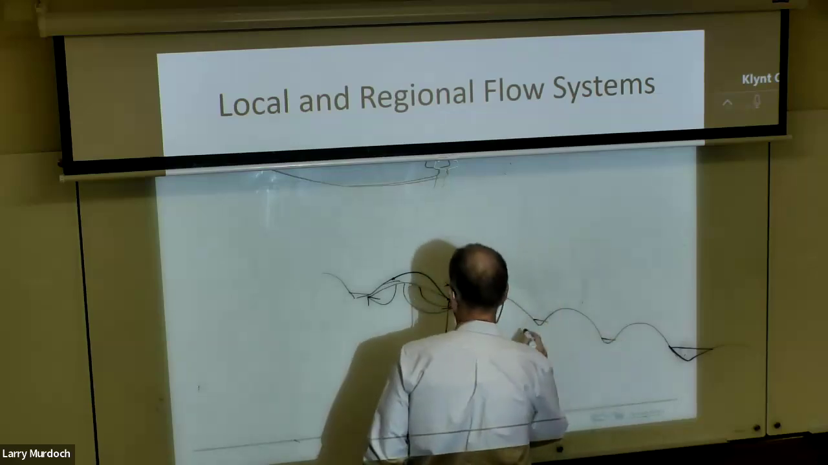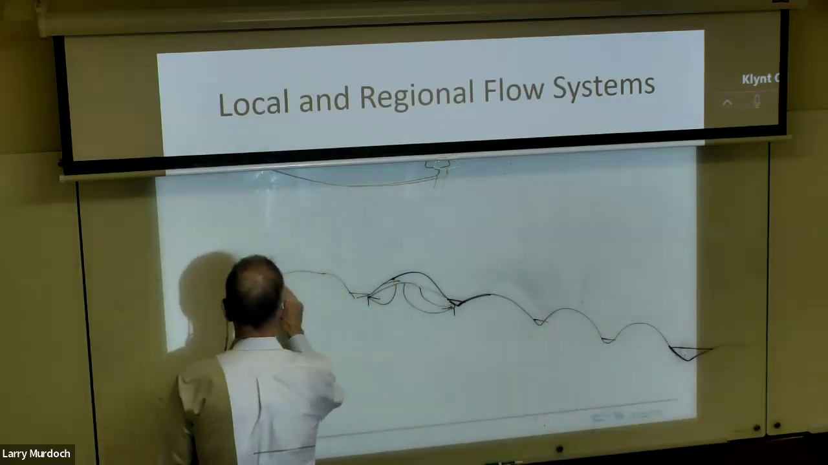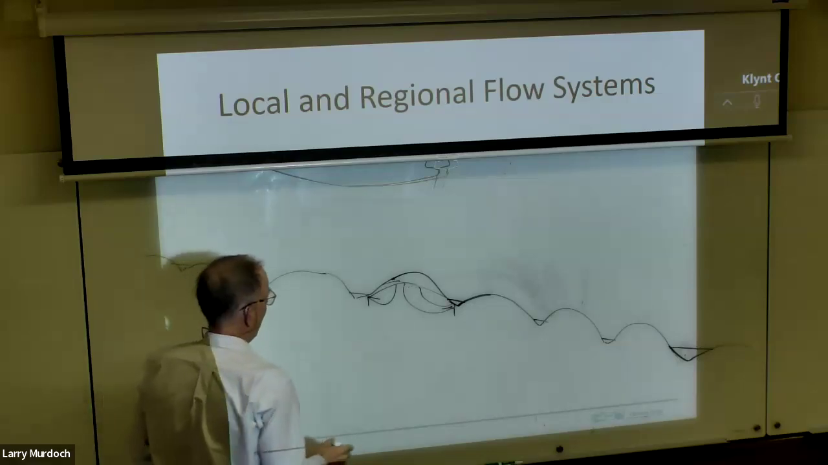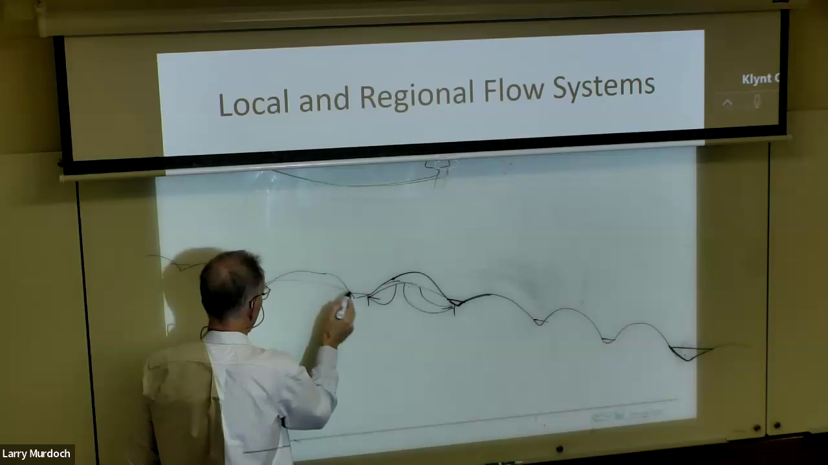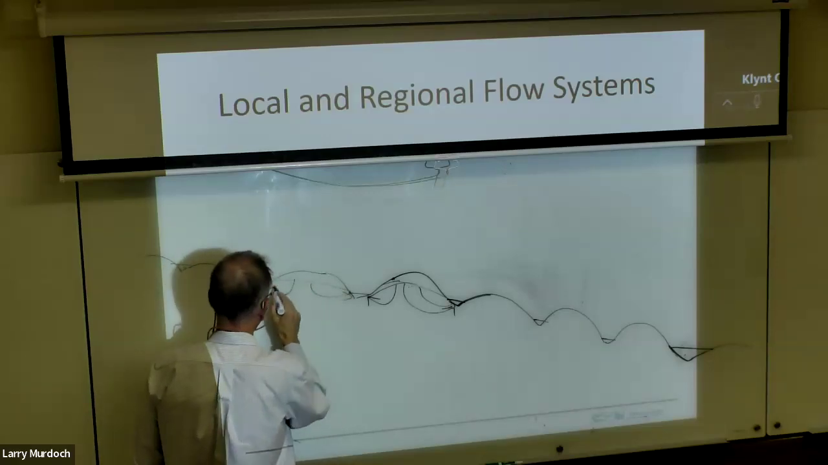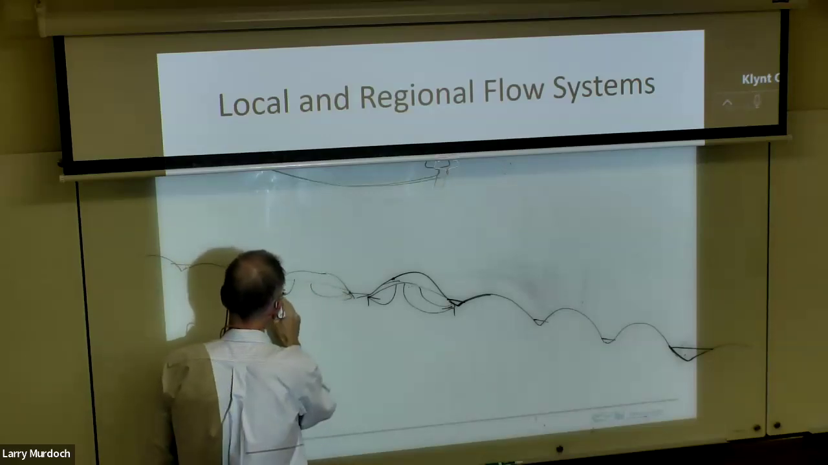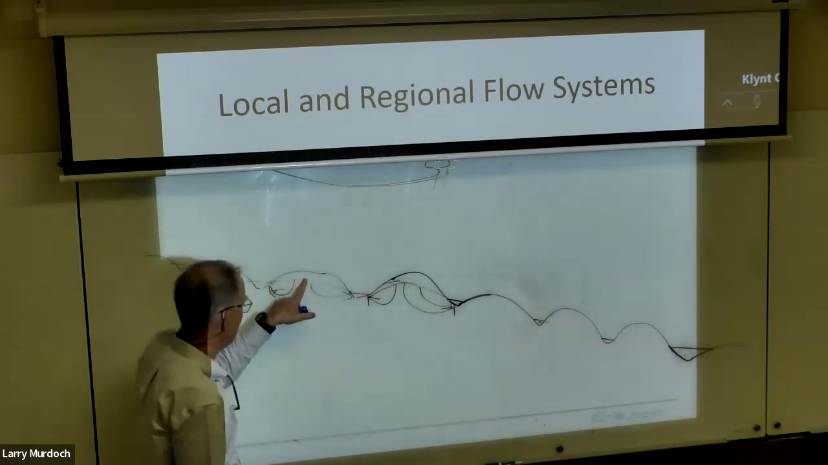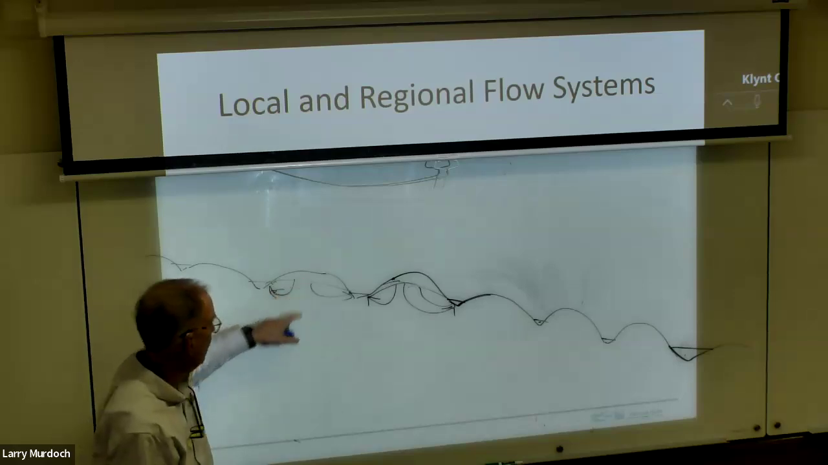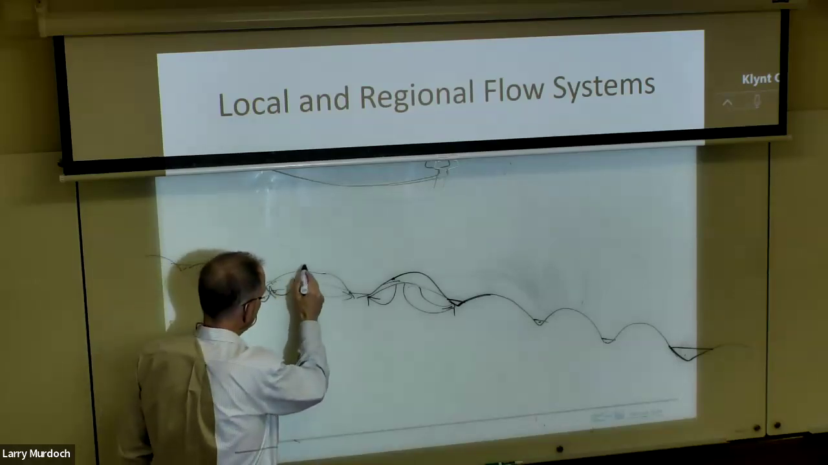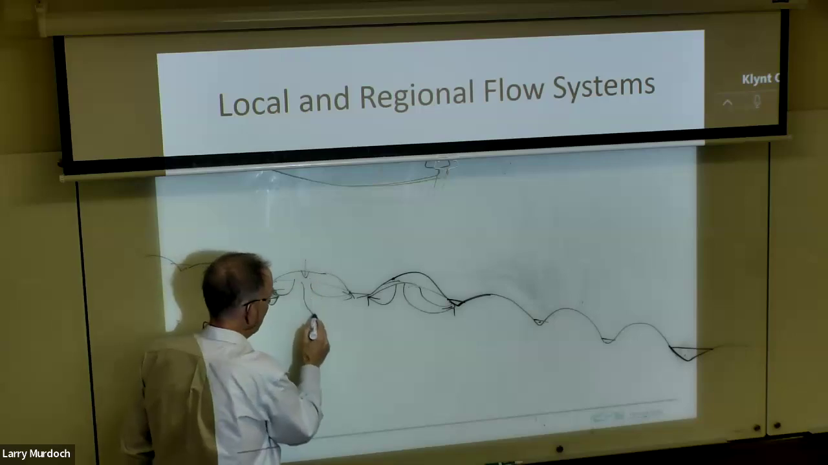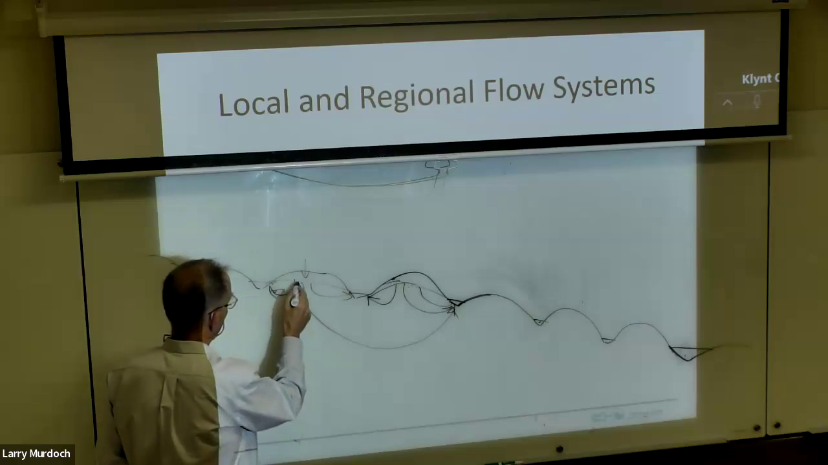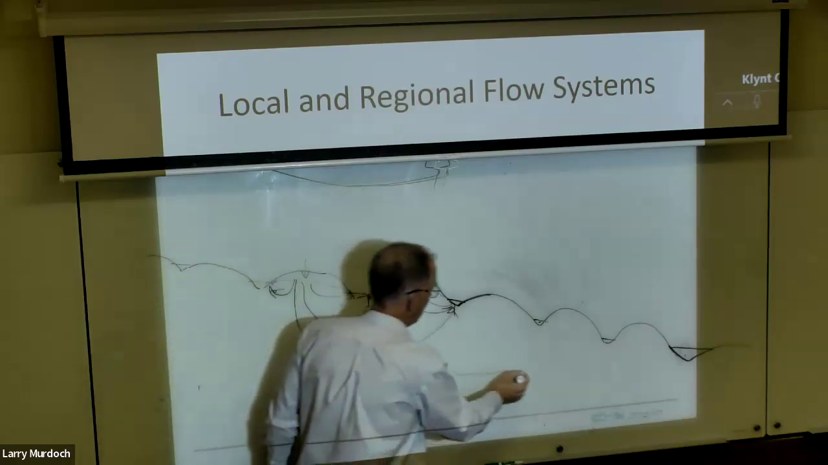So here's some different streams, and these will have local flow systems, but the head here is a lot lower than the head here. So what can happen is recharge that comes in here might go to here, or it might even go to here.